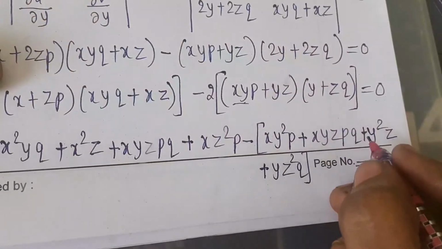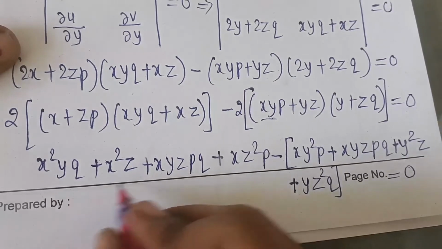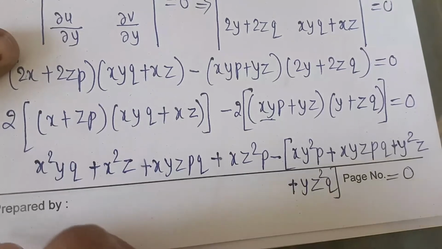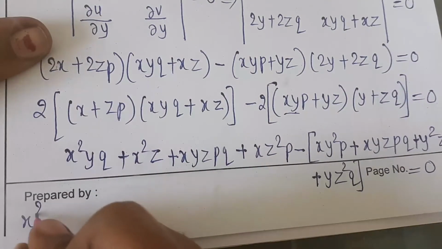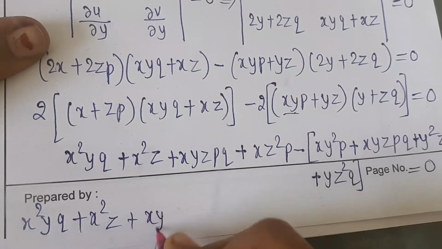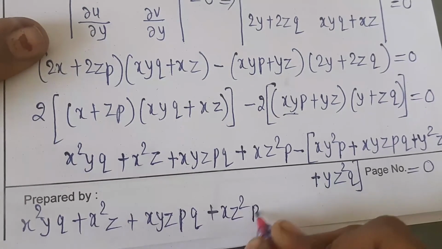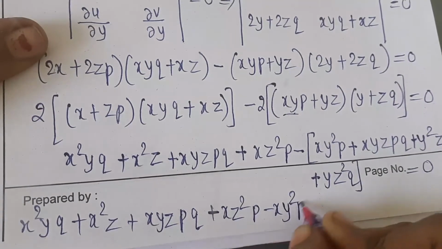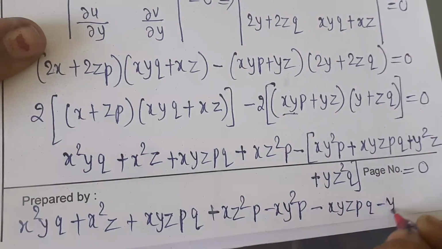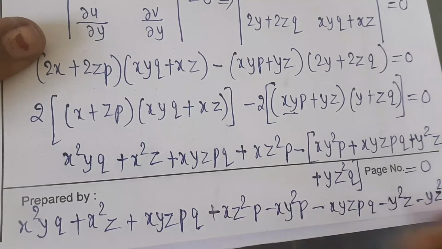Now check which term will get cancelled. x square yq plus x square z plus xyz pq. I am writing the whole term as it is, plus xz square p minus xy square p minus xyz pq minus y square z minus yz square q. This is equal to 0.